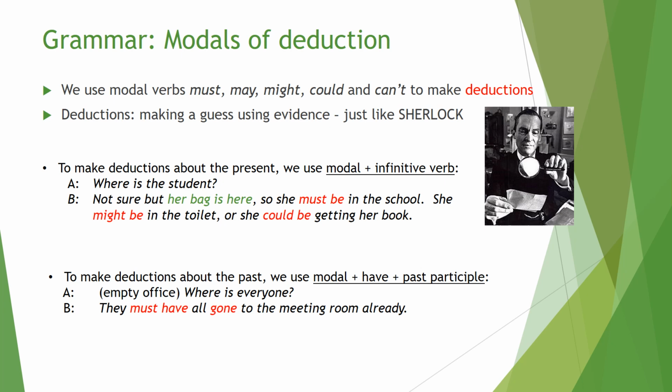So that is the guess. The evidence is that there is nobody in the room, but there is a meeting. So you can make a guess. They must have all gone to the meeting already. Modal verb must, have, and the past participle of go, gone. They must have all gone to the meeting room already. Okay, so this is what we're going to practice. Modals of deduction in the present tense and in the past tense. All right.